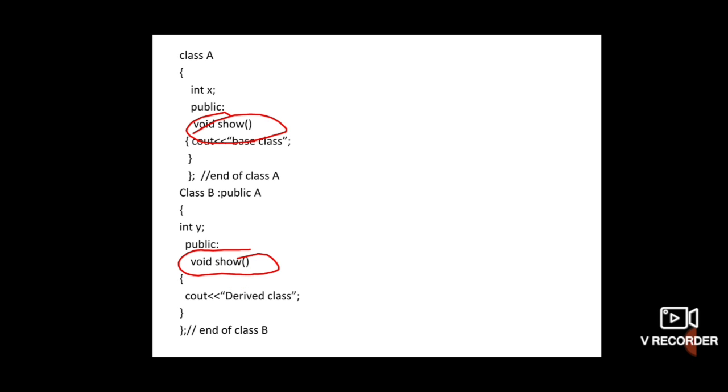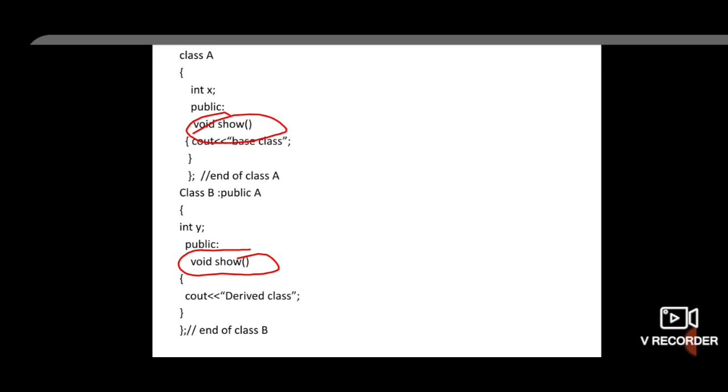Then when this program is run, at that time the compiler is confused about which function to run. Then the compiler displays only the base class statement 2 times. Why 2 times? Because one more function is declared. So only the base class is displayed 2 times.